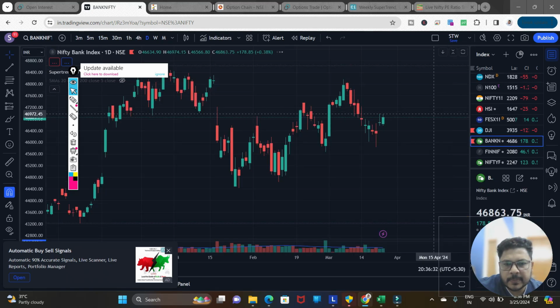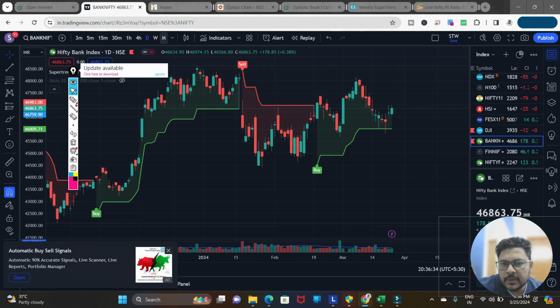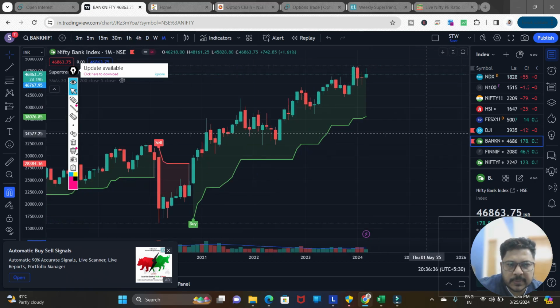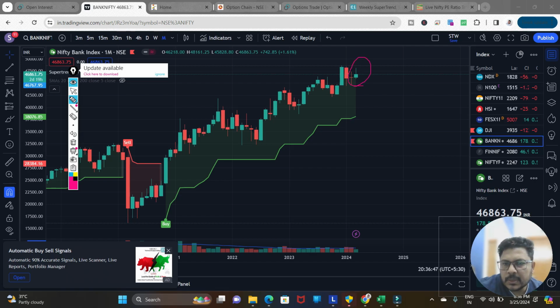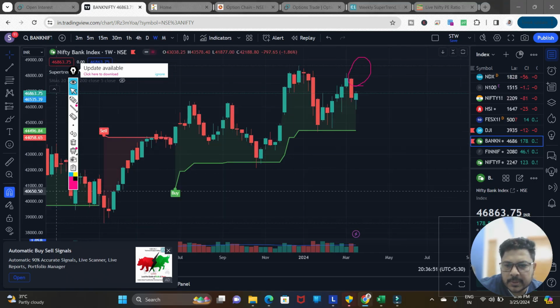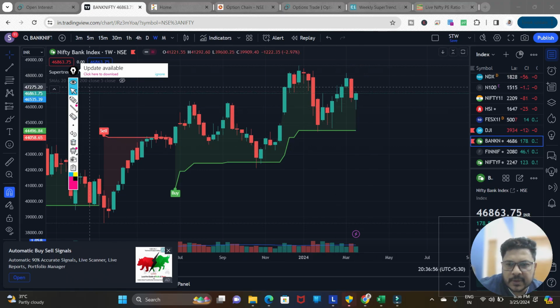So let's look at Bank Nifty. Bank Nifty on a monthly time frame is holding up. This is a little stronger, but here also we have got a doji and a 50% candle. So let's look at the candle on a weekly time frame. Weekly, it is purely in a sideways zone, although it is bullish as per the super trend.